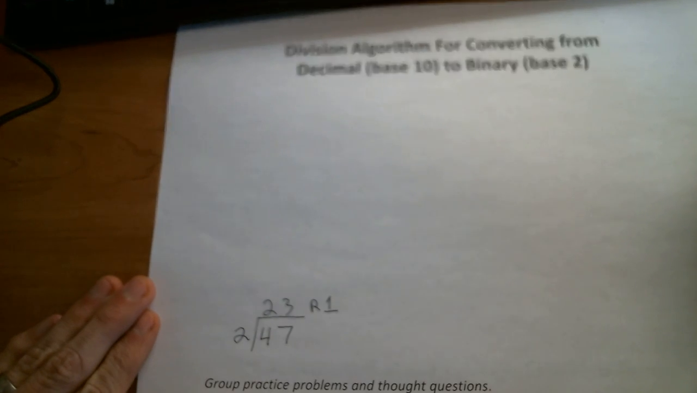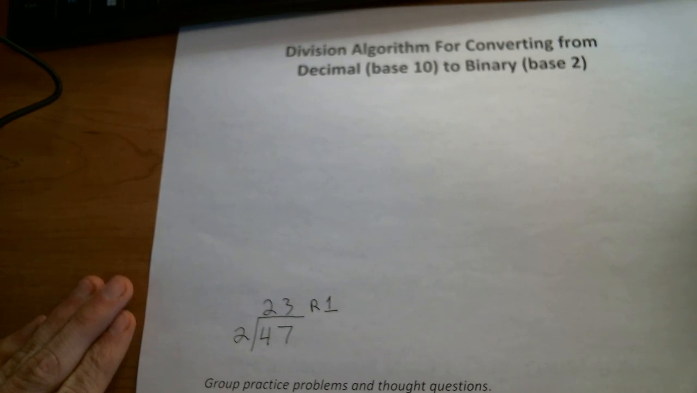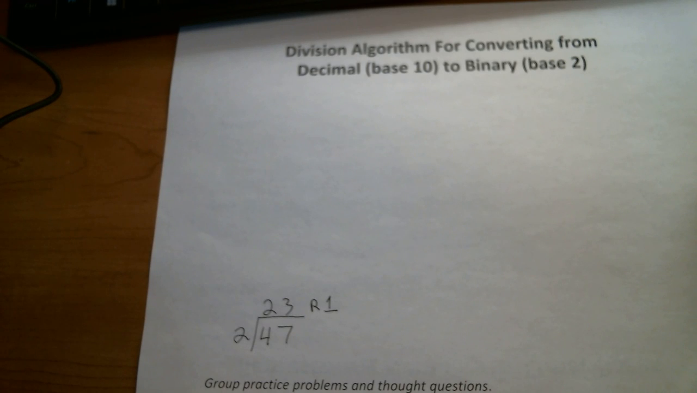I told you it was going to be old school division. There's 1 left over because it's an odd number. If you divide an odd number by 2, there's going to be 1 left over. If you divide an even number by 2, there's going to be 0 left over. So your remainder is always going to be 0 or 1.